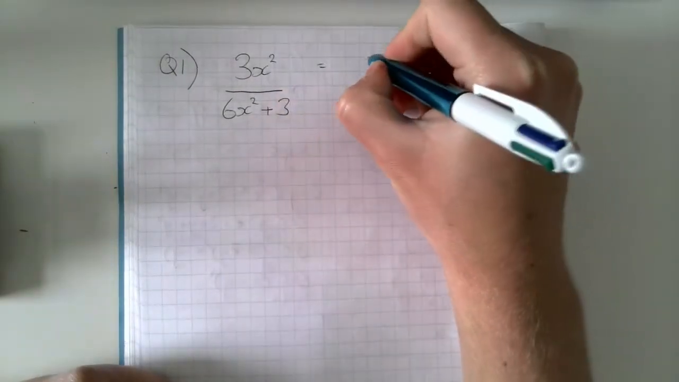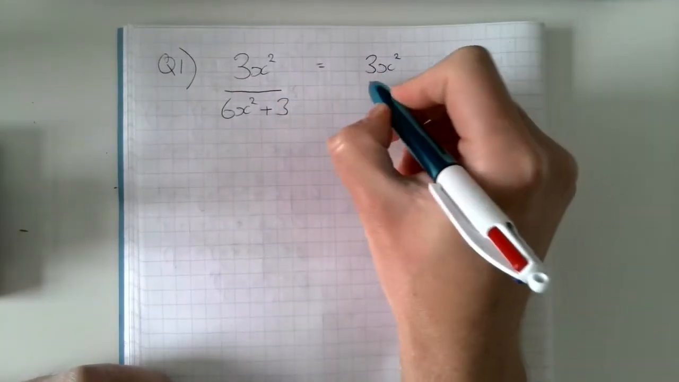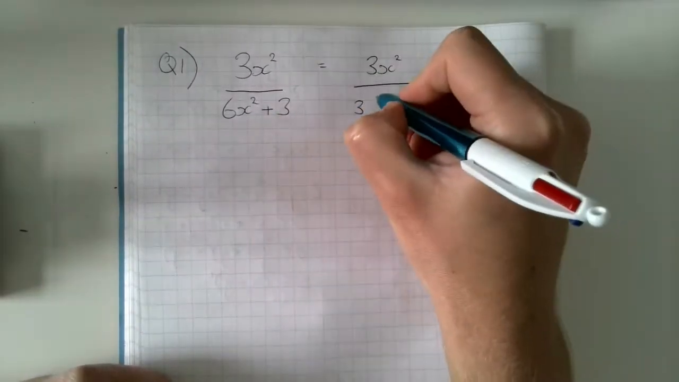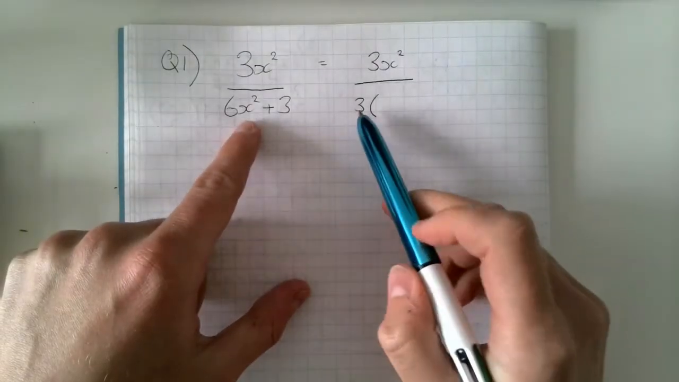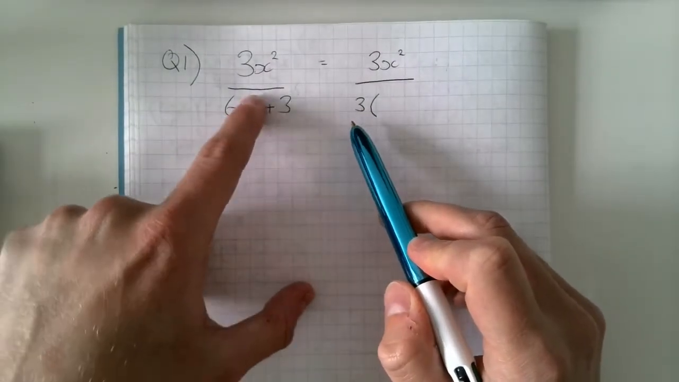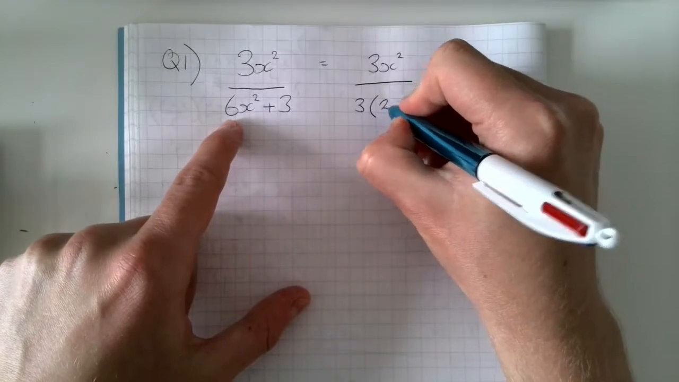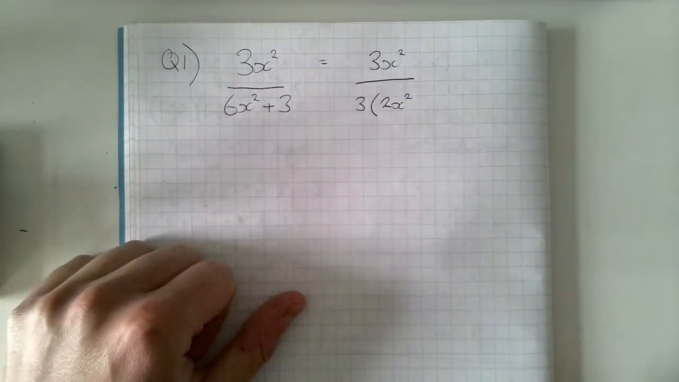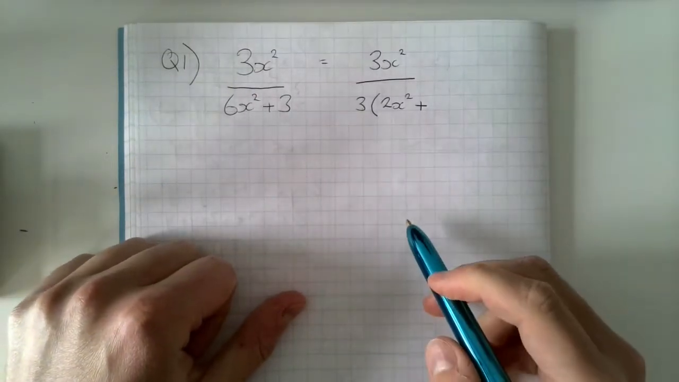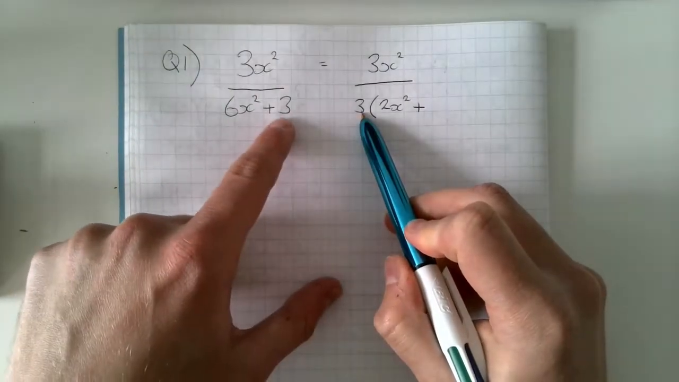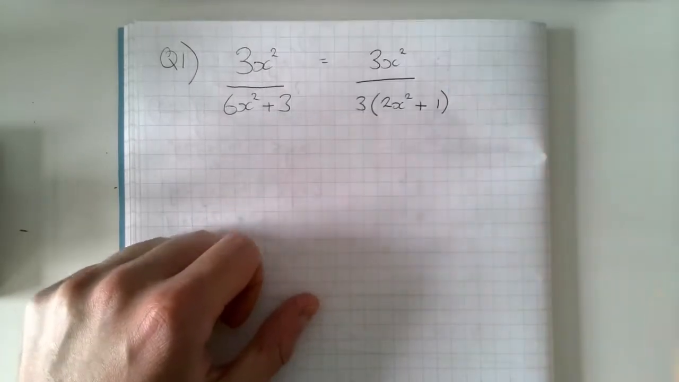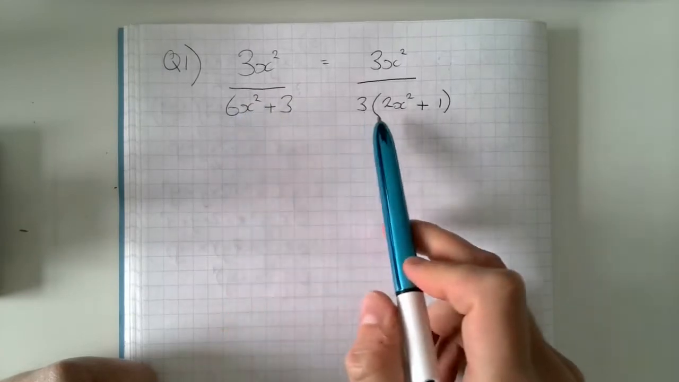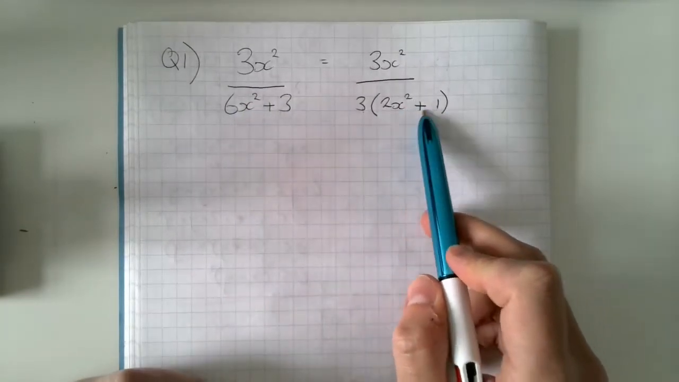So when I do that, the top of the fraction stays as 3x squared. And the bottom, I'm going to take out 3 as a common factor. And then what do I need to multiply 3 by to get 6x squared? Well, I need to do 3 times 2, which will give me 6. And I also need to multiply by x squared. Plus, I keep my plus sign the same. 3 times what gives me 3? Well, 3 times 1 gives me 3. So I've factorised the denominator to 3, open bracket, 2x squared plus 1.